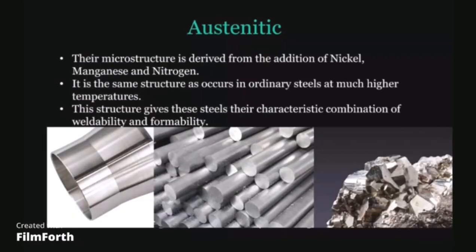The next one is austenitic. Their microstructure is derived from the addition of nickel, manganese, and nitrogen. It is the same structure as occurs in ordinary steels but at much higher temperatures. And this structure gives these steels their characteristic combination of weldability and formability.